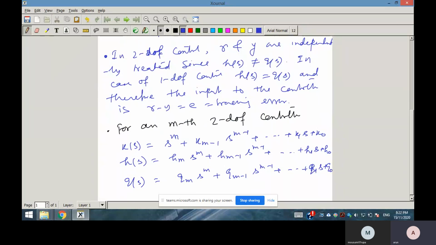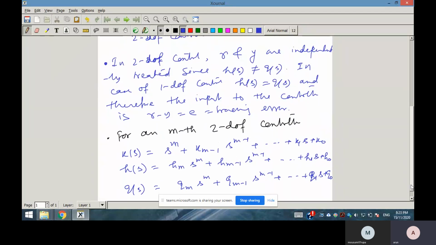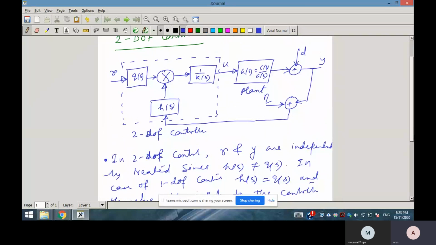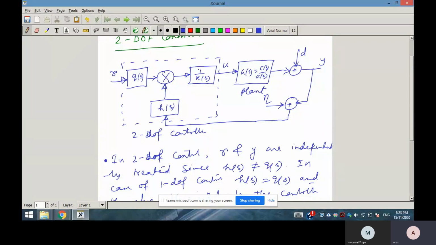So you can see here Ks is a monic polynomial, because the highest order coefficient km is equal to 1. That's why K is also called a monic polynomial, but these others are not monic polynomials. The additional polynomial is QS, and when it is 1 degree of freedom control, then QS will be equal to HS, and in that case you need not represent it separately, you can absorb it inside.